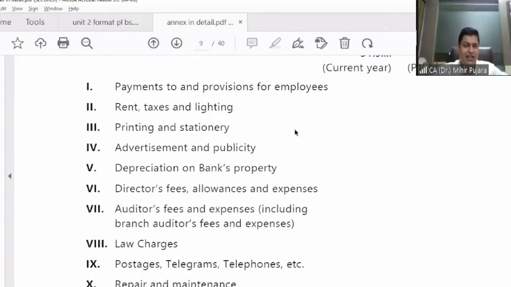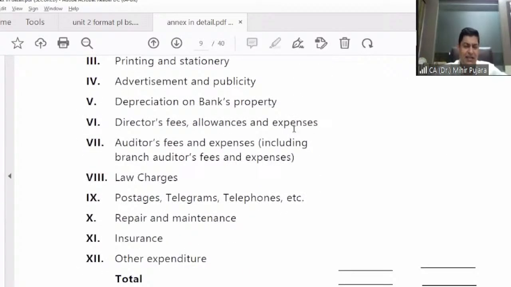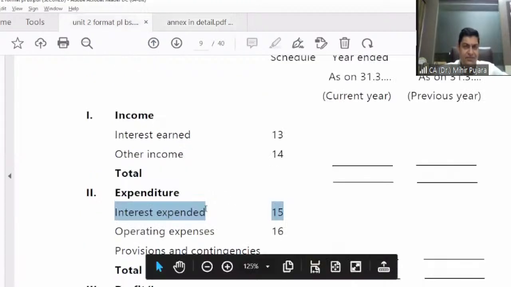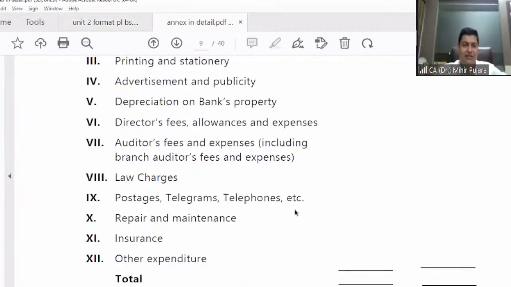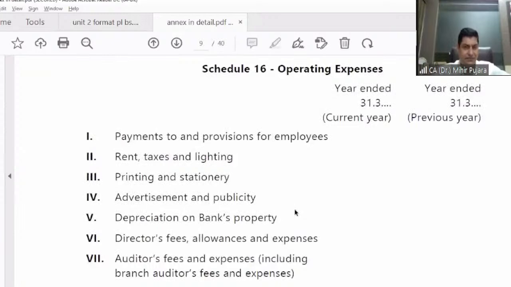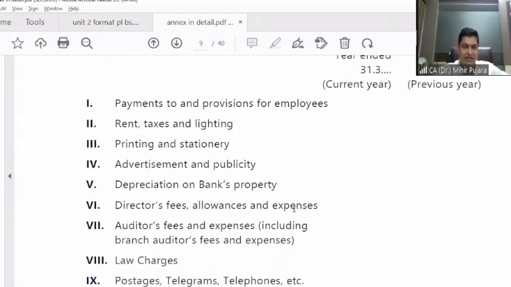So it's salary, rent, printing, advertisement, depreciation, director fees, auditor fees, postage, telegram, everything is over here. Everything simple. So you can refer to the schedule, guys. Interest expense is 15 and all other expenses are 16. Simple. So these are all other expenses other than interest.